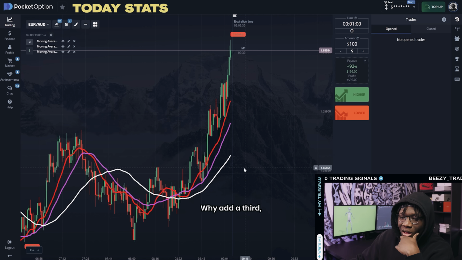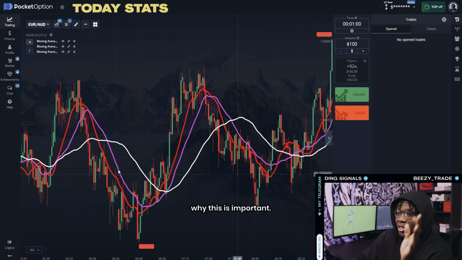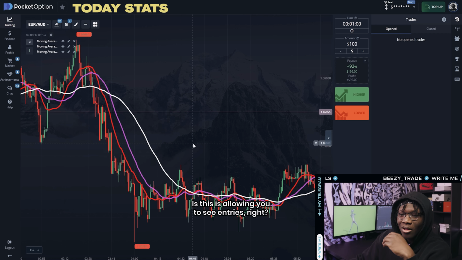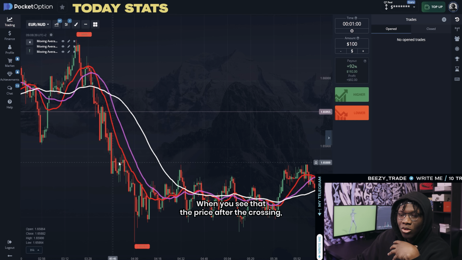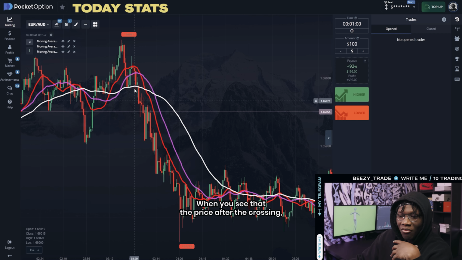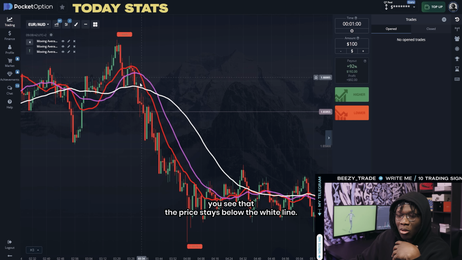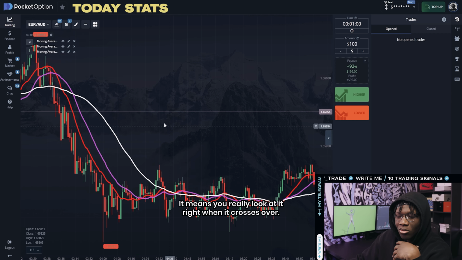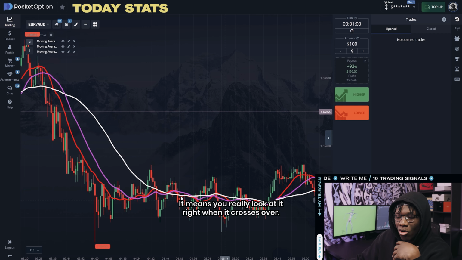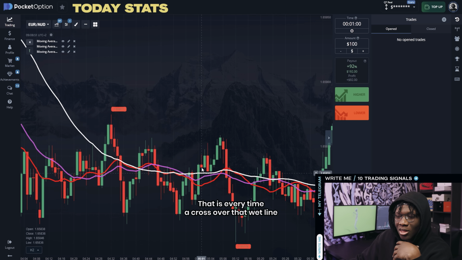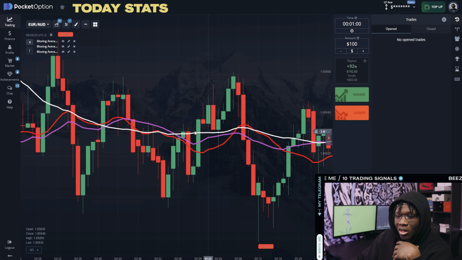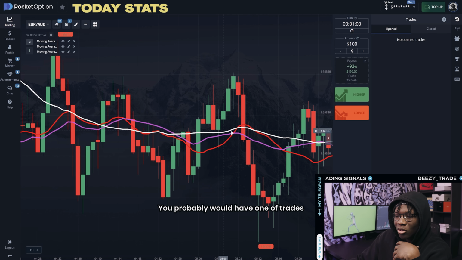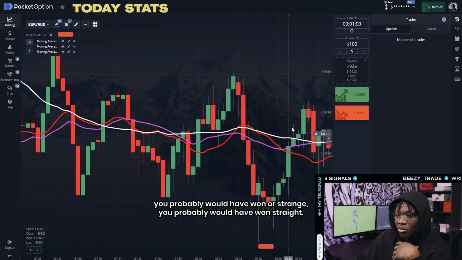Why add a third SMA? It's important because it allows you to see entries. When you see that after the crossing the price stays below the white line, it means you're really looking to enter calls. And every time it crosses over that white line, as you see, you could have entered a call anywhere right here, and you probably would have won those trades.